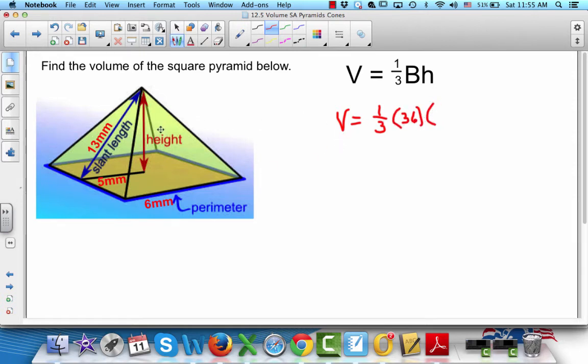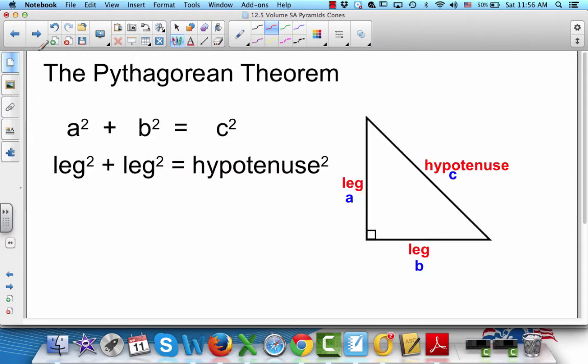And the height is, well, they don't give you the height, do they? But they do give you this information and this information. And what do we have right here? This forms a right triangle. And a right triangle is a special triangle, so that gives us an opportunity to learn something new.